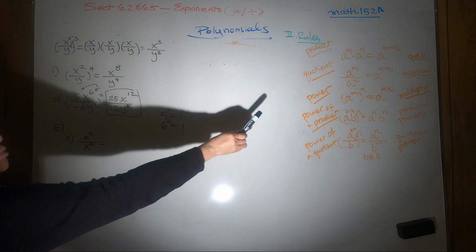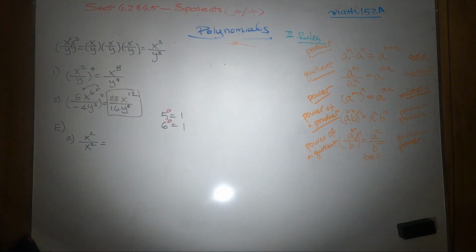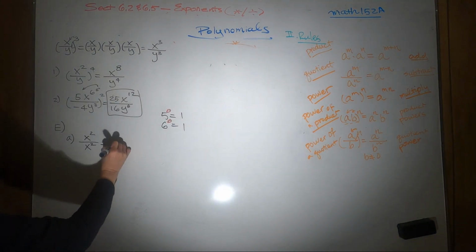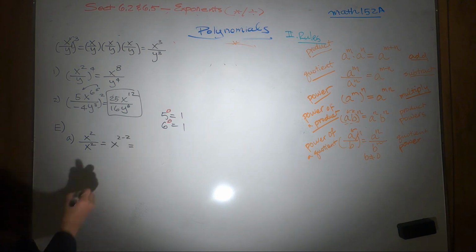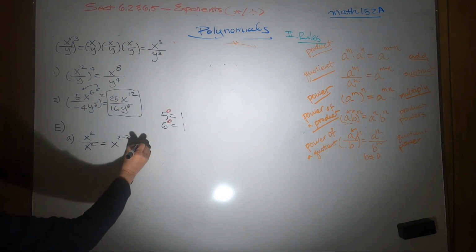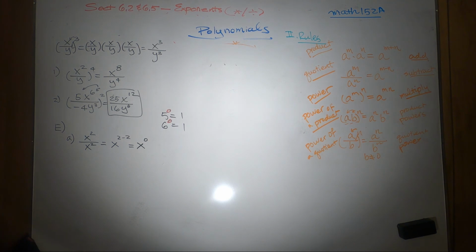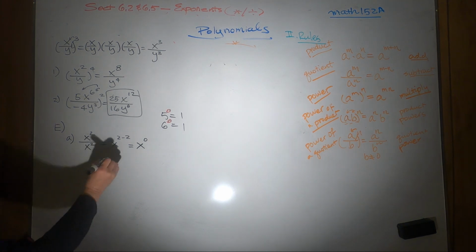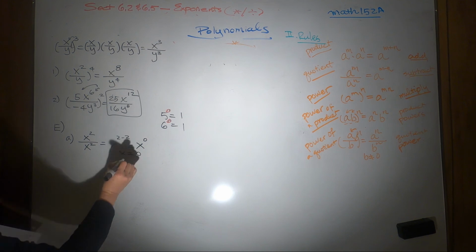Right? If we use the quotient property, what do we do? We subtract our powers, right? Then we end up with what? x to the 0 power. Okay, we don't use 0 as the base.